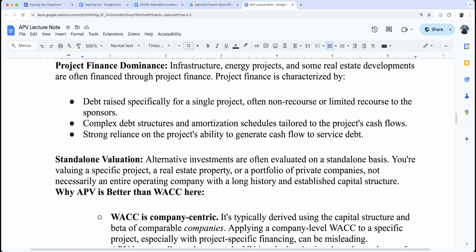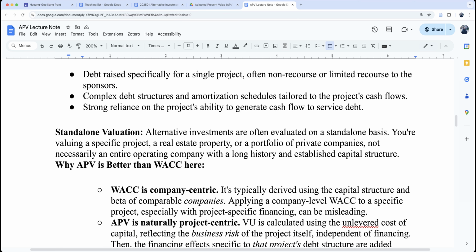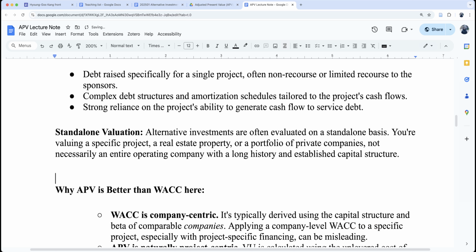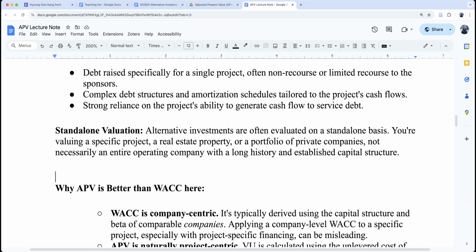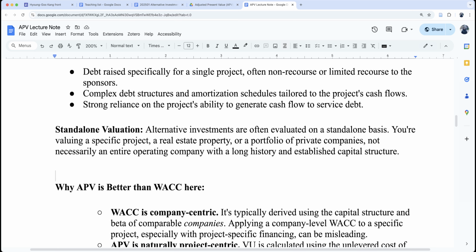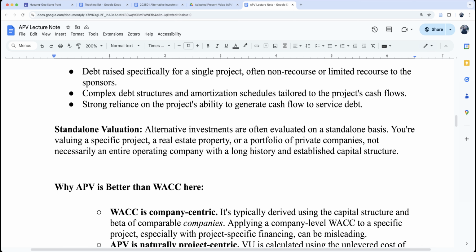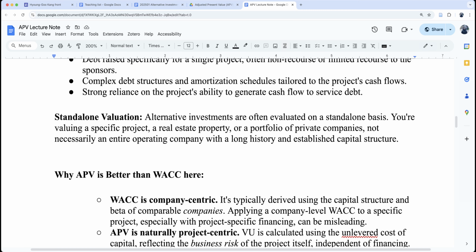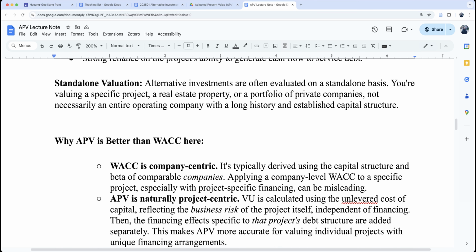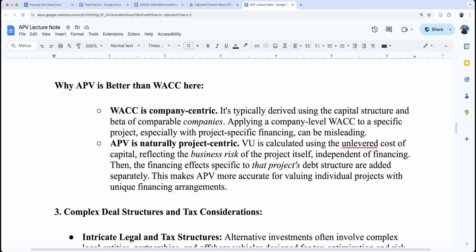Second, standalone valuation. Alternative investments are often evaluated on a standalone basis. You are valuing a specific project or real estate property or portfolio of private companies, not necessarily an entire operating company with a long history and established capital structure. It is more like a specific asset based valuation. The question is why APV is better than WACC here.